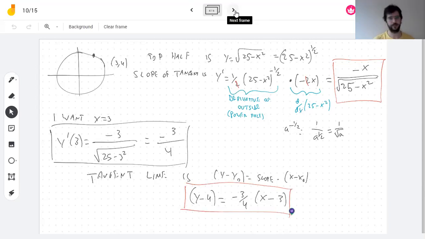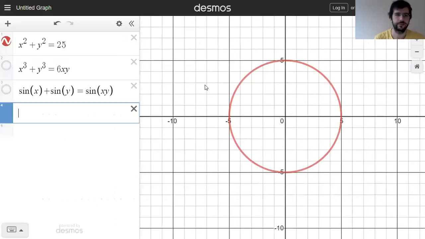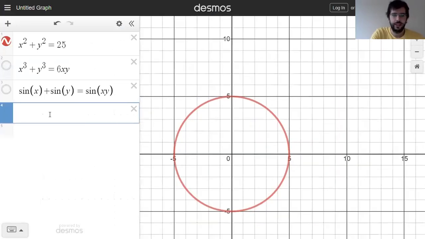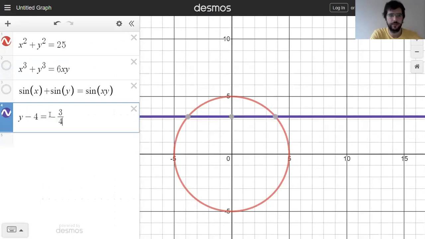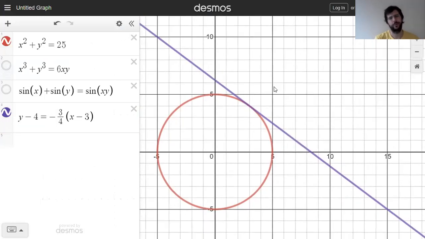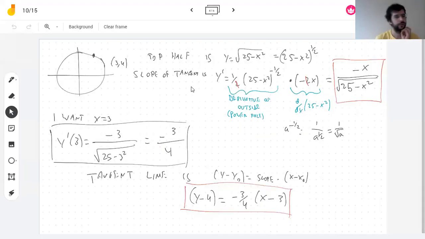I mean, I know enough about circles to know that this is correct. We can go graph it. So here's x squared plus y squared equals 25. And what I claimed was the tangent line was this purple line, and indeed it looks tangent at the point (3, 4). And I know it is tangent because it's perpendicular to the radius of the circle. But this is just something I know about circles.